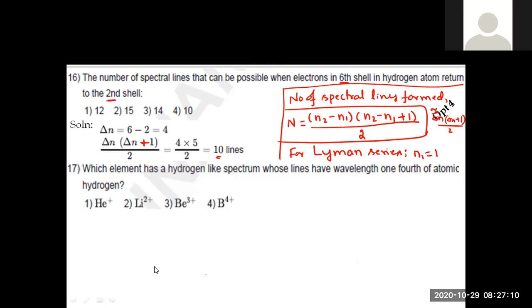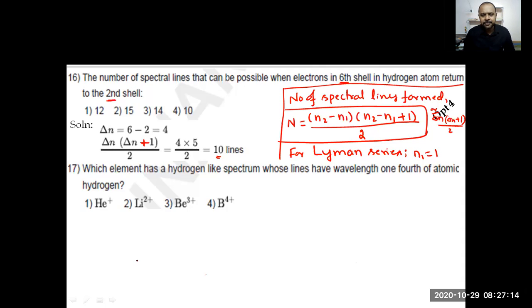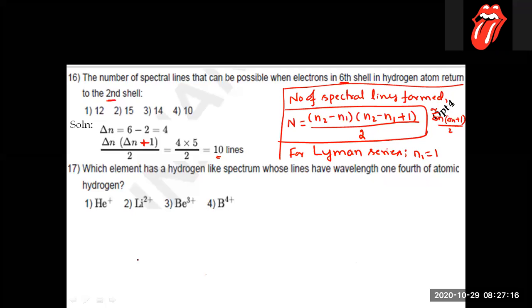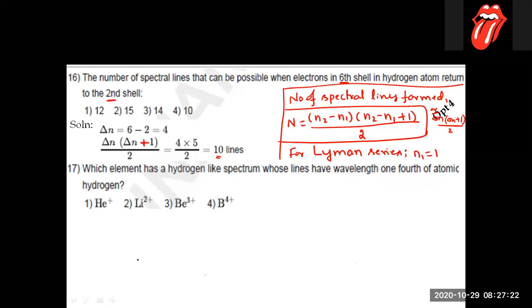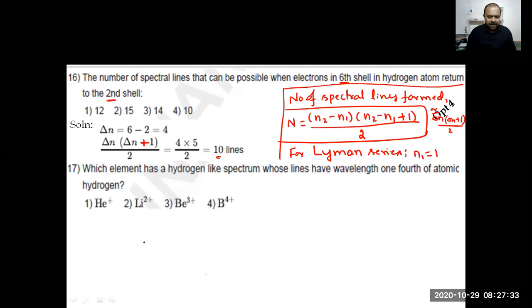Okay. Let's see. Energy is Z square by n square, and this is 2, so Z will be 2. You can square it, you get 4, somewhat closer to the answer. So it is beryllium? No, sir, helium could be. Okay, let's see what is the equivalent.